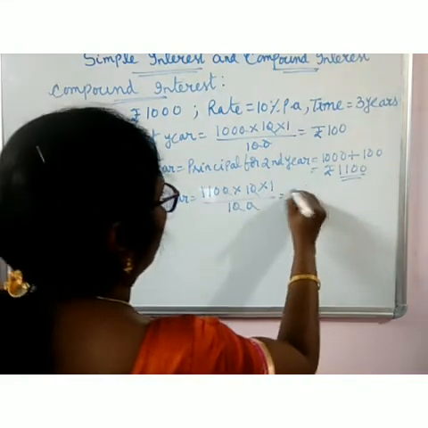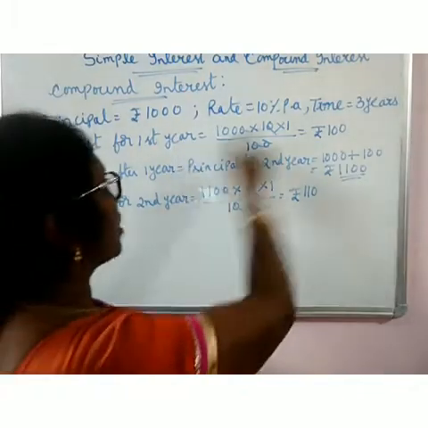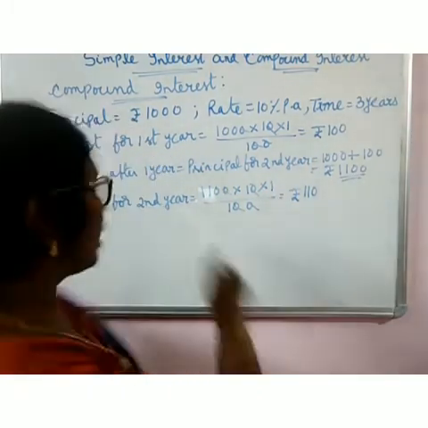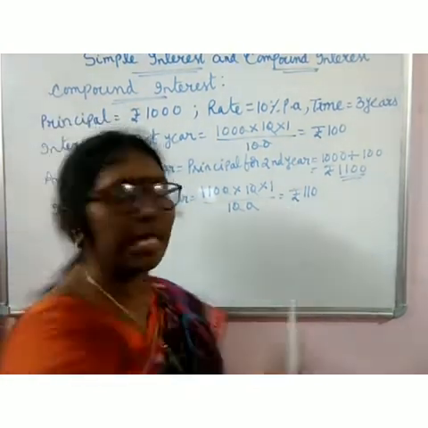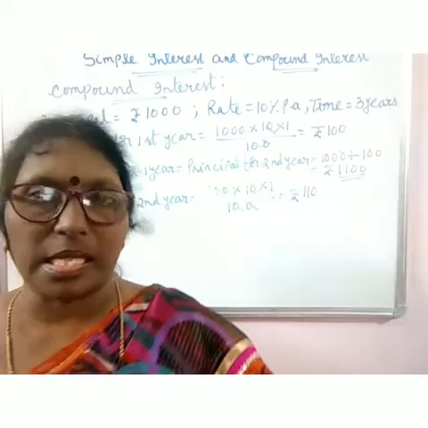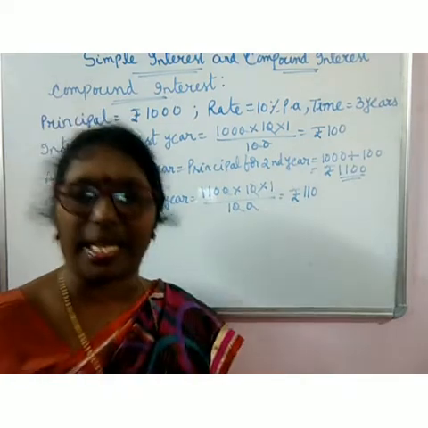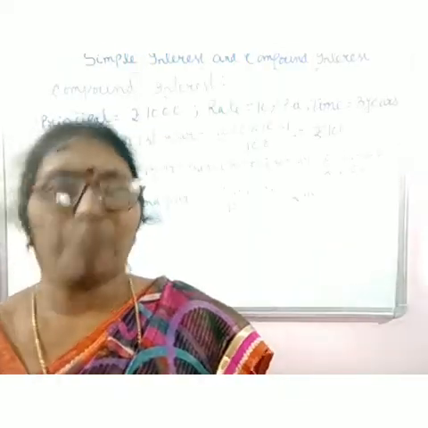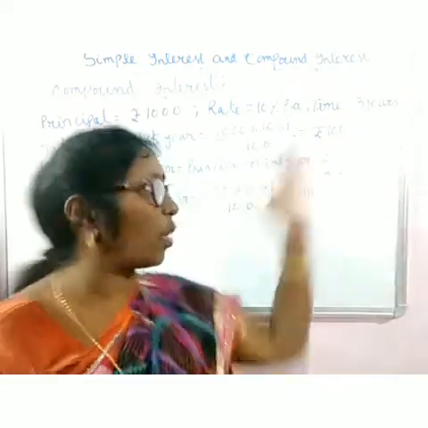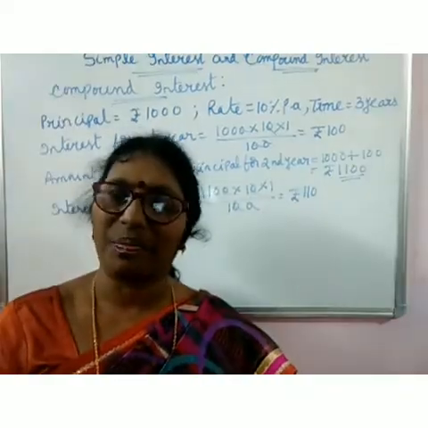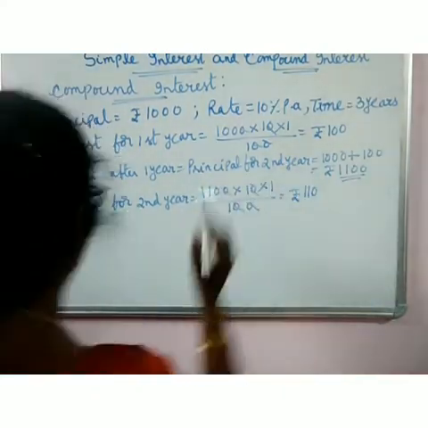When you cancel, you are getting 110 rupees. Here you see, interest for the first year is 100 rupees and interest for the second year is 110 rupees. 10 rupees extra interest we got in the second year because this first year's interest is added to the second year's principal. That means compound interest means we get interest on the interest of the previous year. I believe it is clear to you. So interest for second year you got 110.